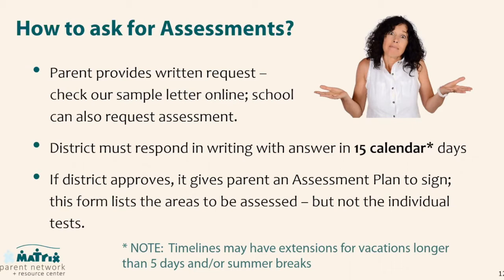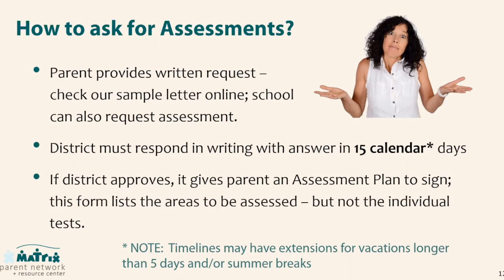Once the district has your written request, they have 15 calendar days to respond. And if approved, the district will give you what's called an assessment plan to sign. An assessment plan is a form that lists the areas to be assessed, but they're not necessarily going to name the individual tests that they're going to provide. You can request in writing what the actual tests are going to be that are being given to your child. But the assessment plan itself is a relatively simple form that lists specific areas they're going to test in, like social emotional areas, health, academics, and so on.